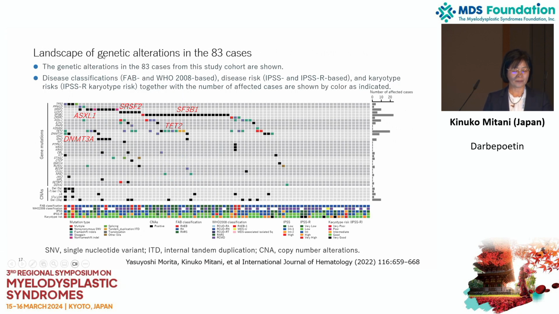This slide shows a landscape of genetic alteration in the 83 cases, including gene mutations and copy number aberrations. FAB and WHO classification, IPSS, IPSS-R, and karyotype risk are described here. This analysis was conducted by Dr. Ogawa and Dr. Nanya. The highly frequent gene mutations included those in the SF3B1 gene at a frequency of 30%, TET2 gene 25%, SRSF2 13%, ASXL1 gene 11%, and DNMT3A 10%. As previously reported, RNA splicing and epigenetics regulated genes were a major target for the mutation in our cohort.